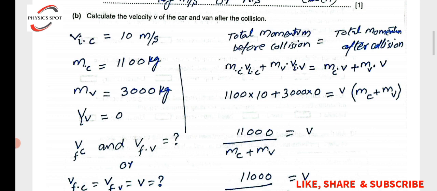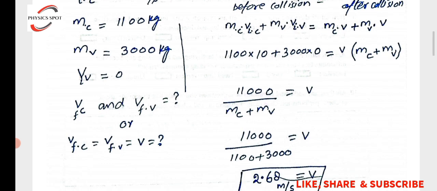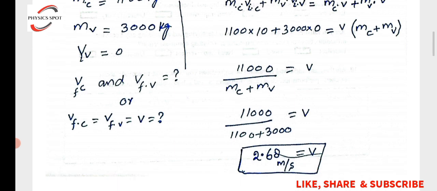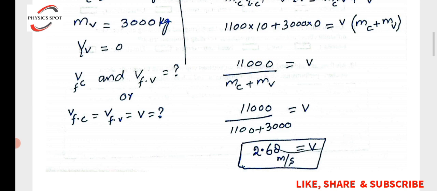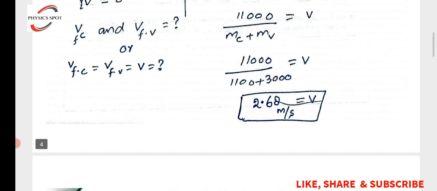Okay, so put the values and we separate. V is equal to 11,000 divided by mc plus mv. So putting the values of mass of car and mass of van, we get the velocity of both car and van after the collision, when they are moving with the same speed, 2.68 meter per second.